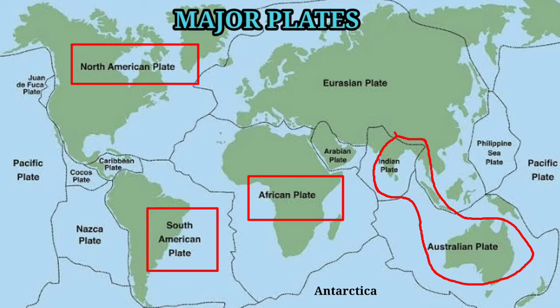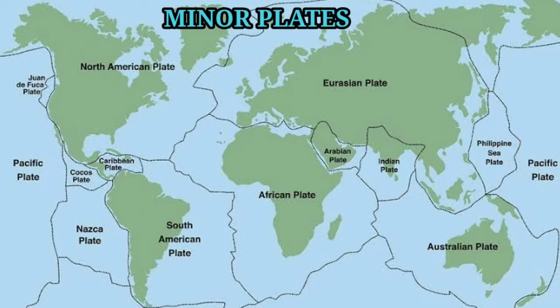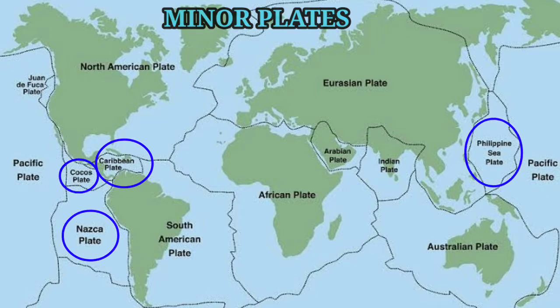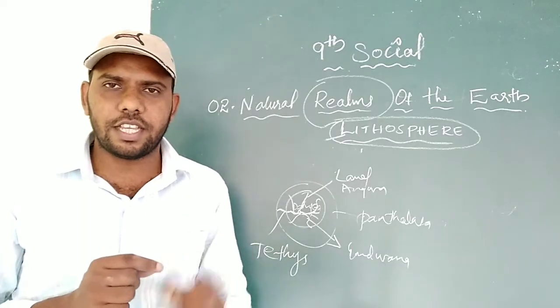Remember that. Next are the Antarctic plate, Eurasian plate, and Pacific plate. So these are the major plates. Now let's look at the minor plates. Children, minor plates are the Caribbean plate, Nazca plate, Cocos plate, Philippines plate, etc. So these are the minor and major plates. I hope you understood after seeing this picture.